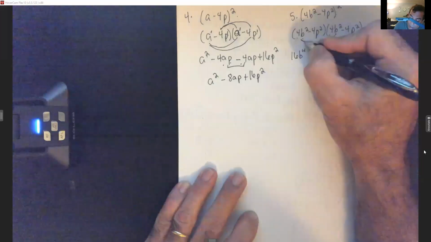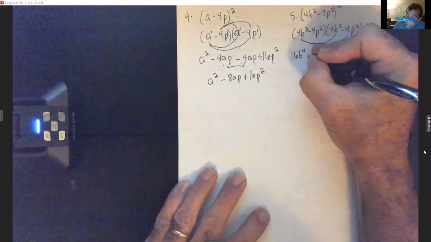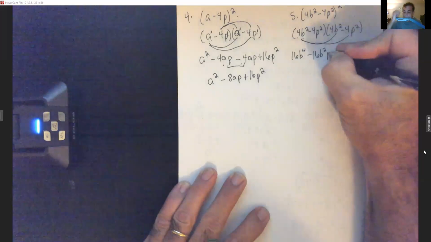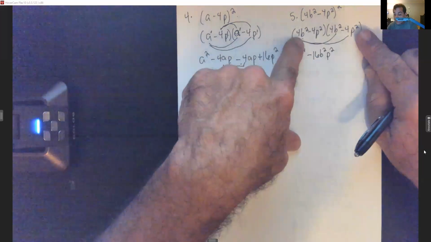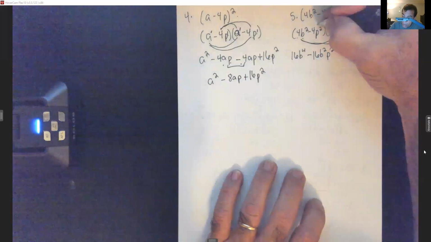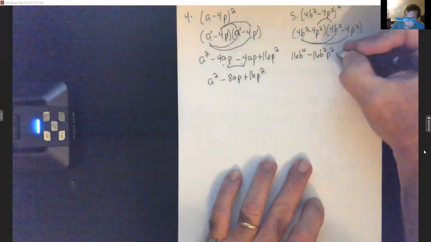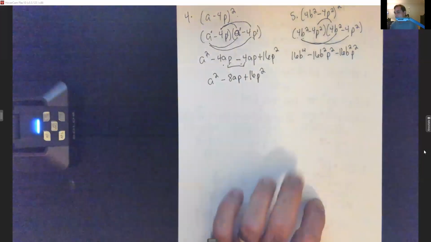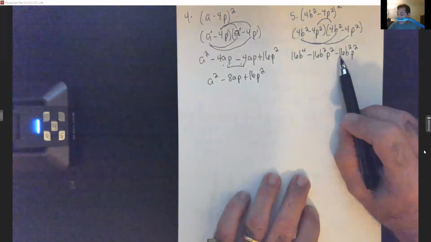Now, 4B squared times a negative 4P squared is a negative 4 times 4 is 16, B squared, P squared. Since they weren't the same letters that I was multiplying, they had to stay the same. Okay, I just put them in order. Now, notice in the middle, negative 4P squared times the 4B squared is a negative 16 B squared P squared. So I'm just multiplying the numbers really and then bringing down the variables.